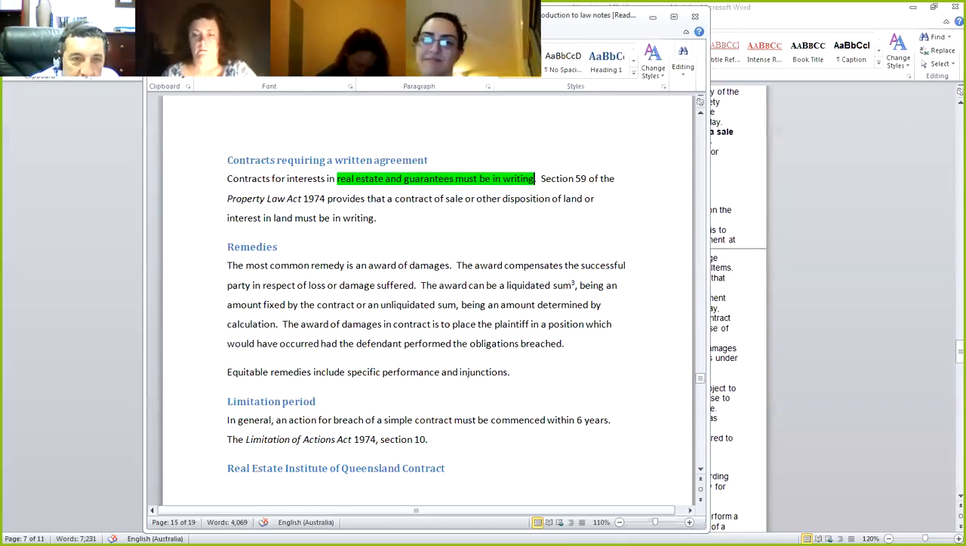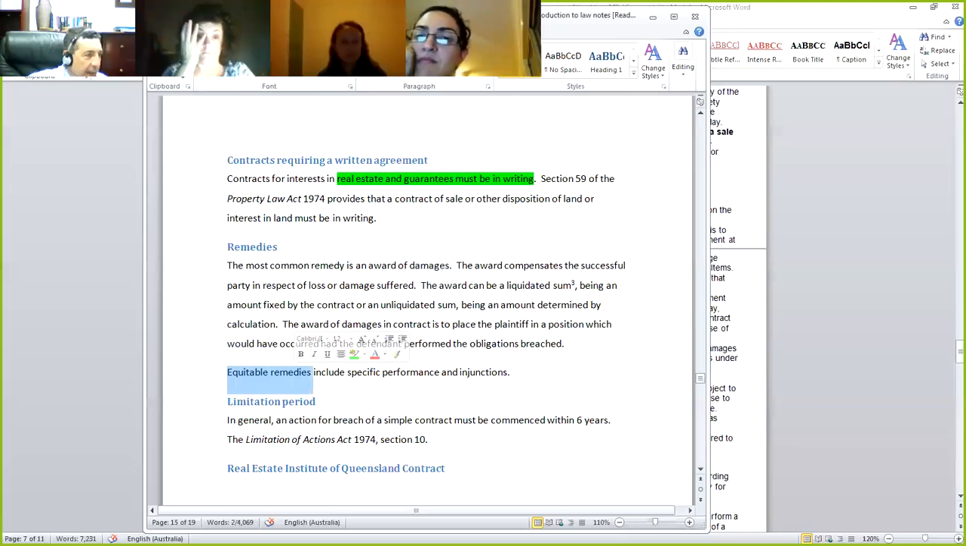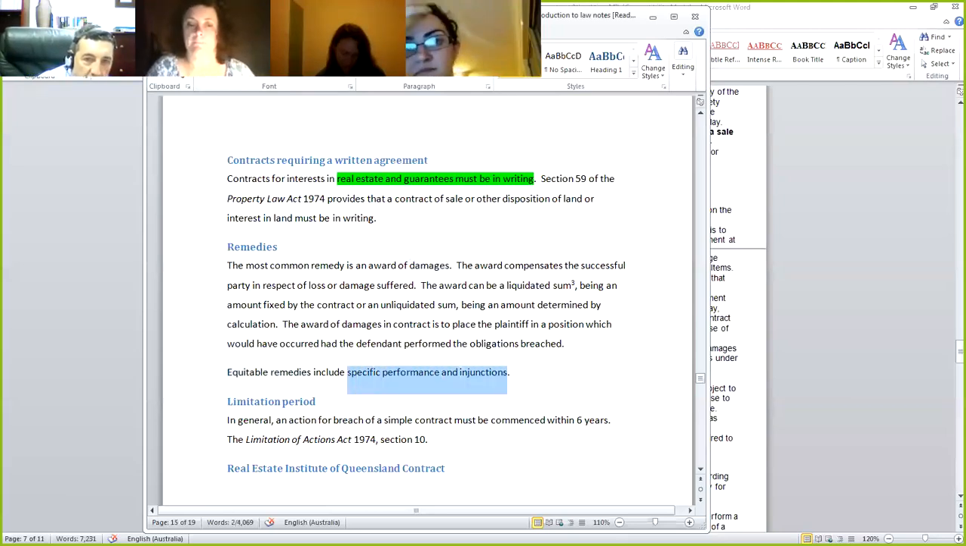Remedies. If there's a default by one party, the other can seek a remedy, and the most common is damages, which is an award of money. Alternatively, they can seek an equitable remedy. Now, remember we've talked about law versus equity and legal remedies versus equitable remedies. Equitable remedies are intended to create a situation which is fair, and the two most common equitable remedies when talking about real estate are specific performance and injunctions.